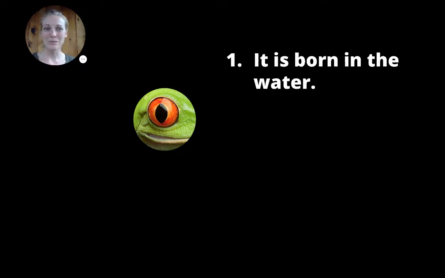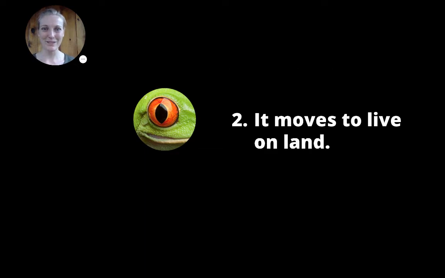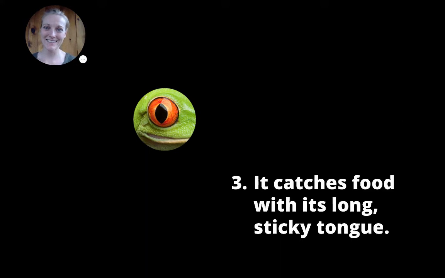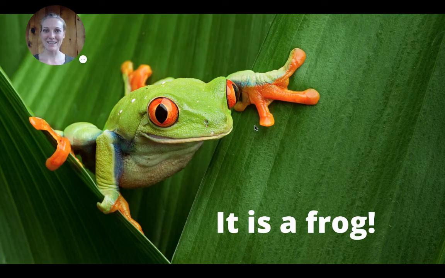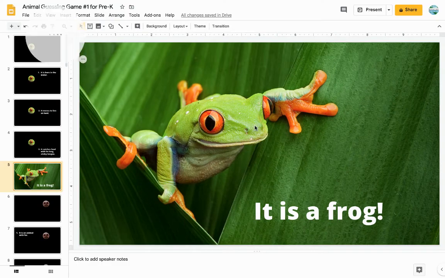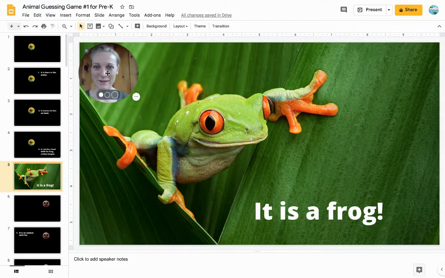It is born in the water. Clue number 2, it moves to live on land. Clue number 3, it catches food with its long, sticky tongue. What is it? It is a frog. So as you can see, the clues build up to try to help the students identify what the animal is.